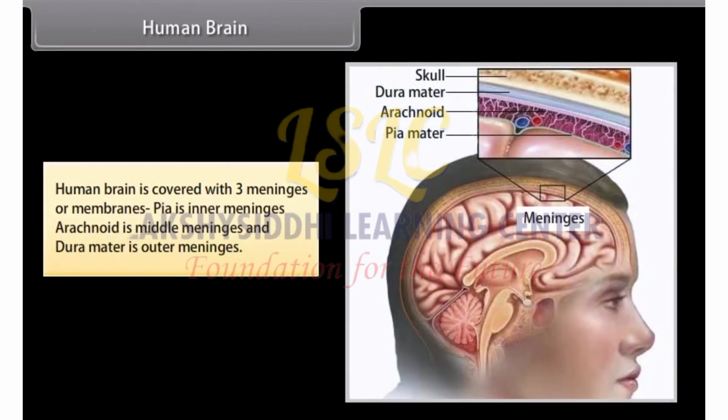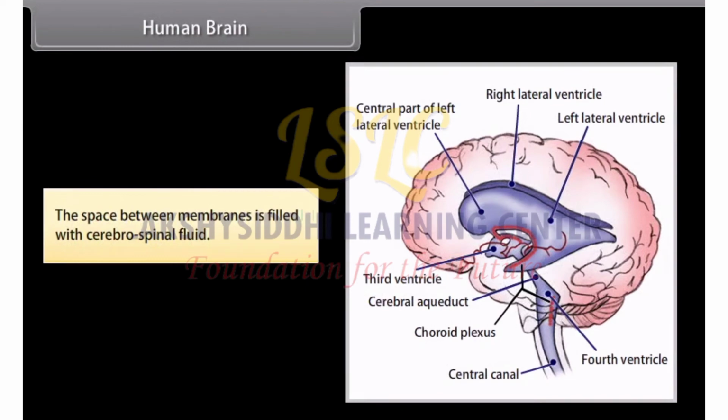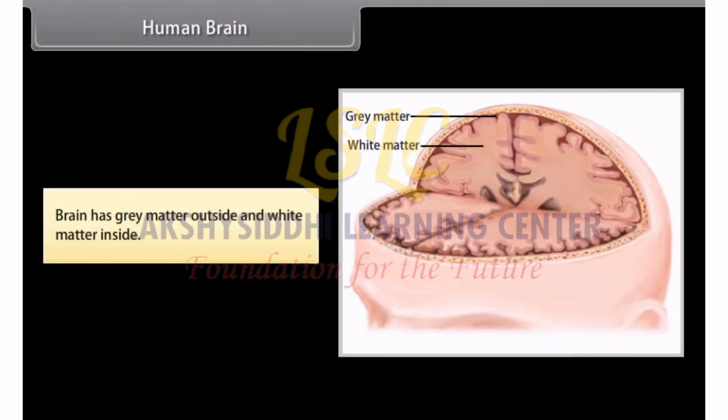Human brain is covered with three meninges or membranes. Pia is inner meninges, arachnoid is middle meninges, and dura mater is outer meninges. The space between membranes is filled with cerebrospinal fluid. Brain has grey matter outside and white matter inside.